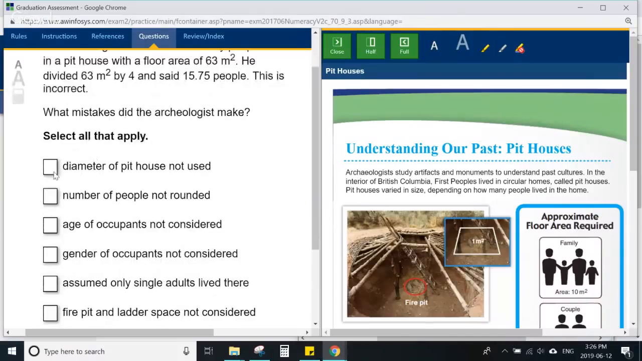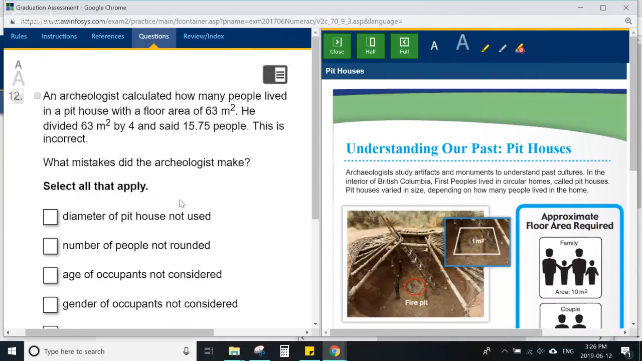Select all that apply. The diameter of the pit house is not used. Well, they did in fact use the diameter of the pit house in their calculation, or they might have used it to find the area. So we can't say that that one's true, even though only the area is given. The diameter is kind of embedded in there, as we saw in the previous question.